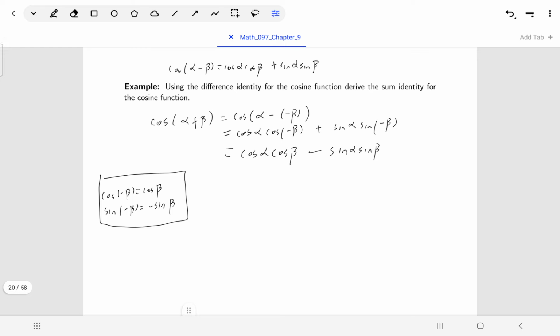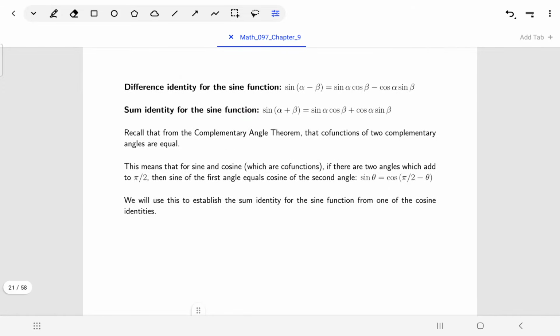Okay, so now we know the first two. We know cosine of alpha minus beta and cosine of alpha plus beta. Next, what we're going to do is use those identities to generate the sine identities. And if you're wondering how we are going to get sines out of this if we only know cosines, the answer is the complementary angle theorem.